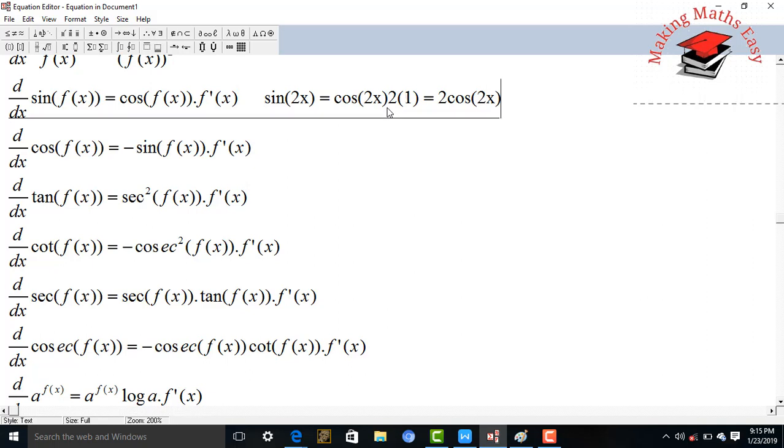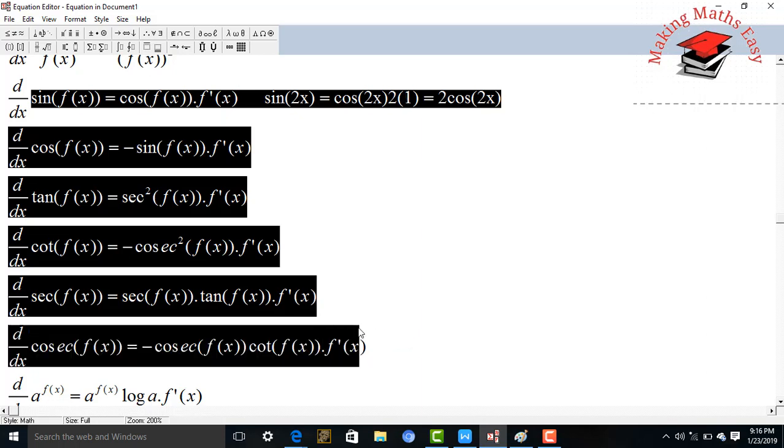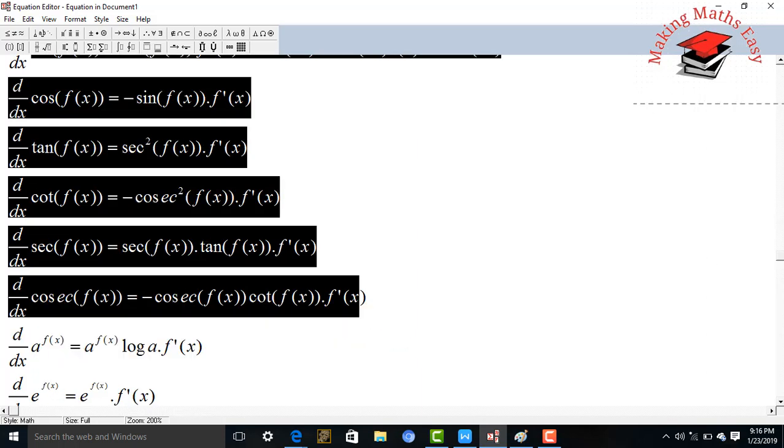So in this case, the derivative of sin x is equal to cos x, the derivative of cos x is equal to minus sin x, the derivative of tan x is equal to sec square x into f dash of x, the derivative of cot of f of x is equal to minus cosec square f of x into f dash of x, the derivative of sec of f of x is equal to sec of f of x into tan of f of x into f dash of x, whereas the derivative of cosec of f of x is equal to minus cosec of f of x into cot of f of x into f dash of x. So these 6 derivatives of the trigonometric functions you have to understand in order to solve the derivative functions.